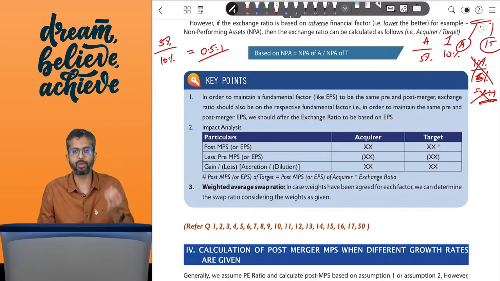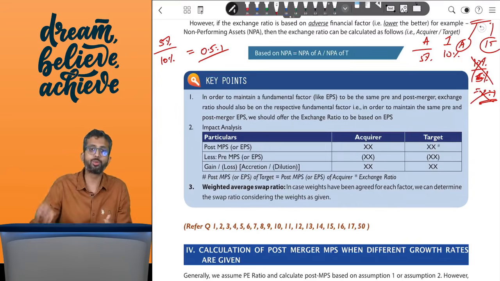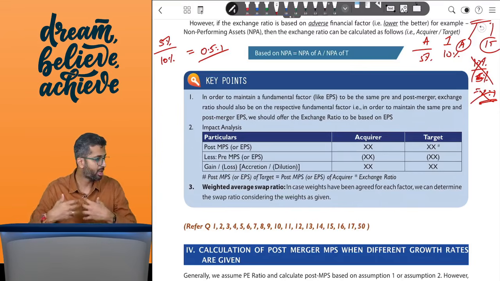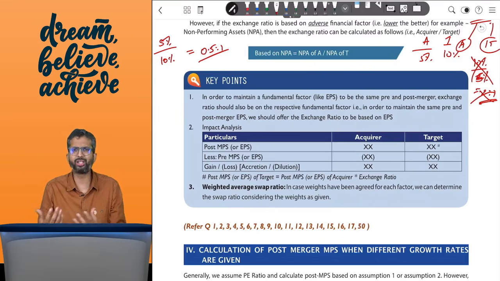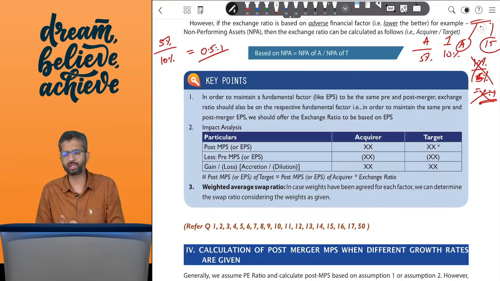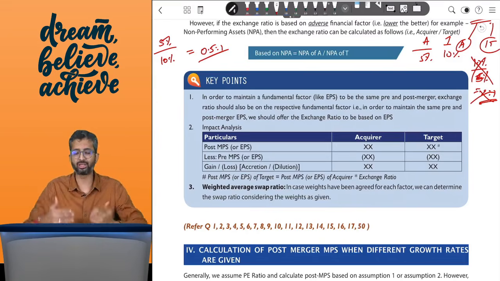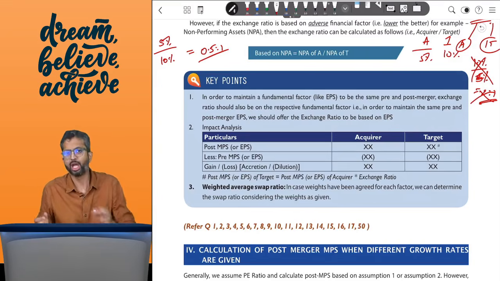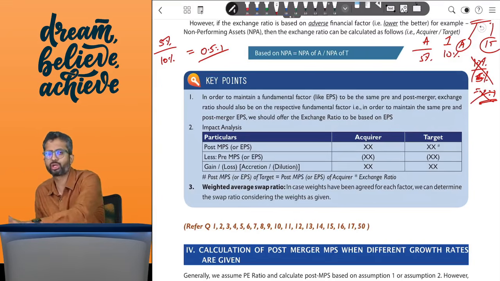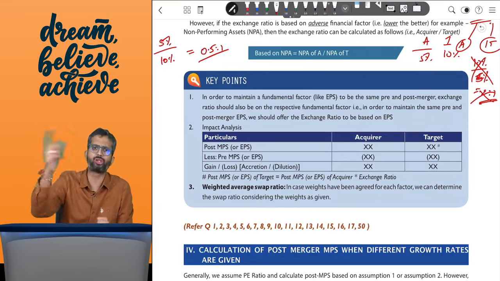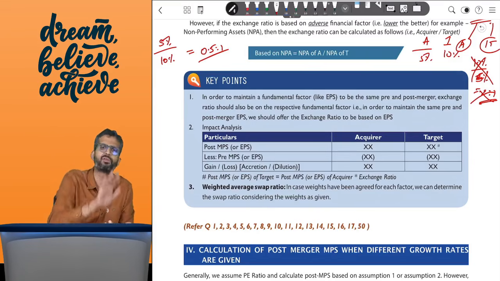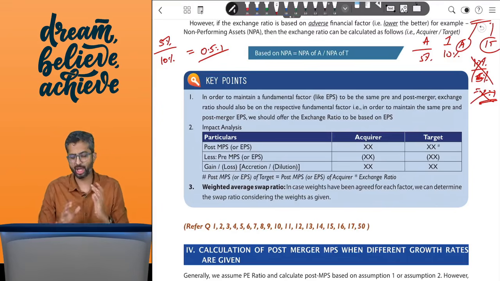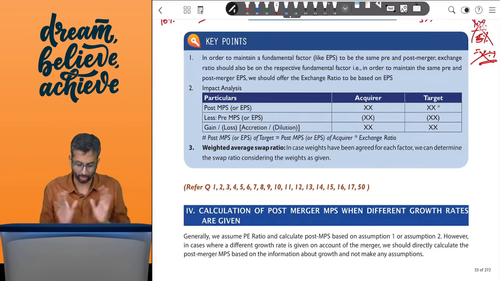For example, if my post-merger market price is 100 rupees and the exchange ratio was 0.5:1, I will say that 100 rupees is the price for one share of the acquirer post-merger. However, we are holding 0.5 shares of the acquirer as a target shareholder, and hence our equivalent price. Like in EPS, if you remember, you convert partly paid-up shares into equivalent fully paid-up shares. Similar to that, we are saying that one share of the target is equivalent to 0.5 shares of the acquirer. So if one share of the acquirer earns 100 rupees, 100 into 0.5, that is 50 rupees, will be attributable to the target, and accordingly you can do the impact analysis. We'll do sums on this as well.